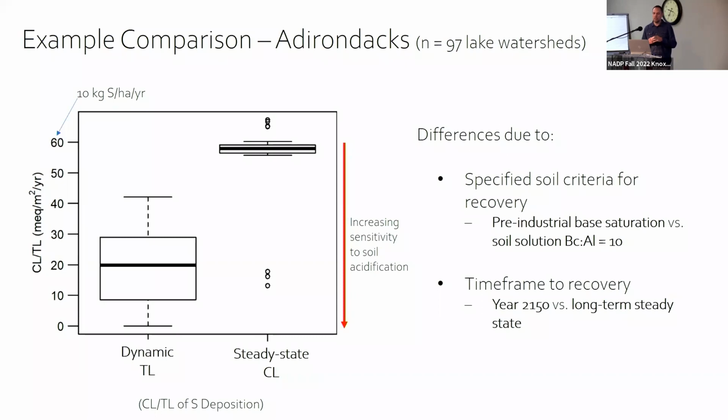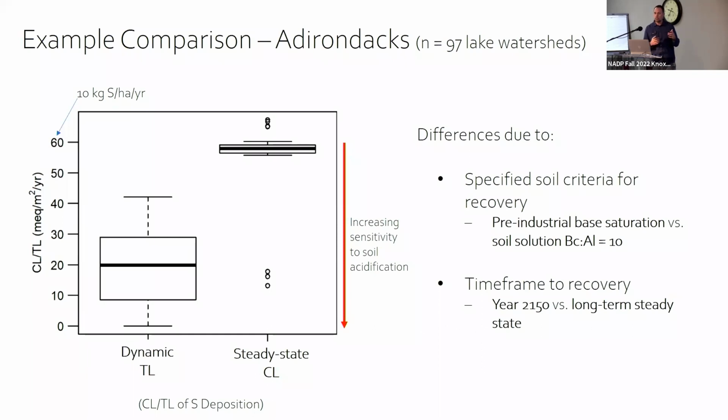So really it's the requirement of having to recover to a pre-industrial condition by a specific year that largely drives the lower target load relative to the steady state critical load. And you'll notice the box plot for the dynamic target loads extends all the way down to 0.